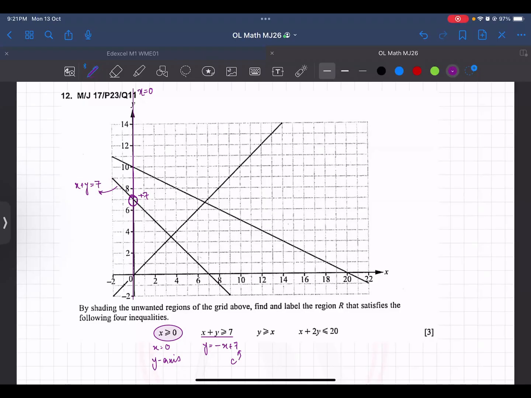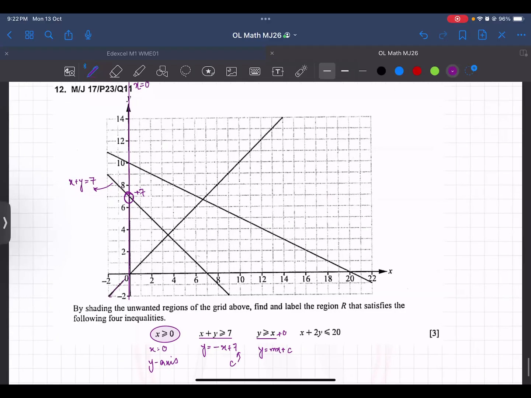Then y equals mx plus c. There is no c in this equation, for the line which is dividing the graph into two parts. For this line, the y-intercept is 0. You can see y equals mx plus c, there is no c, so the y-intercept is 0. So this line is y equals x, and definitely the last one would be x plus 2y equals 20.